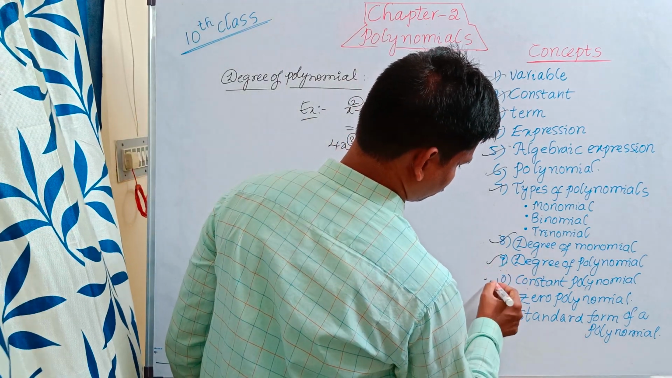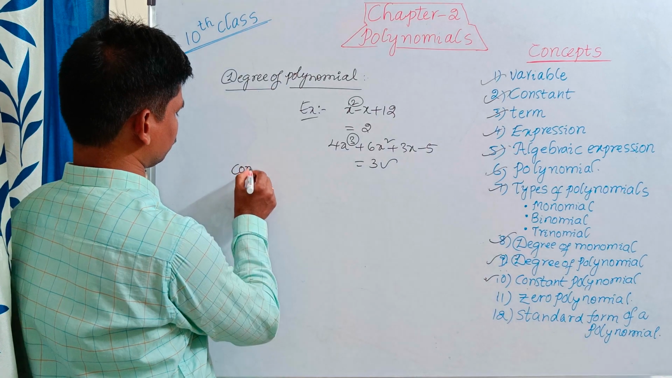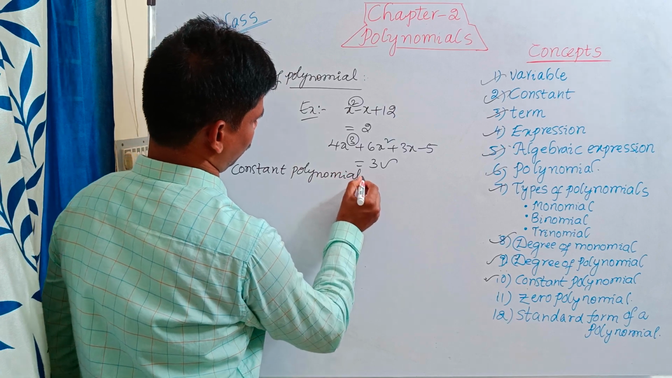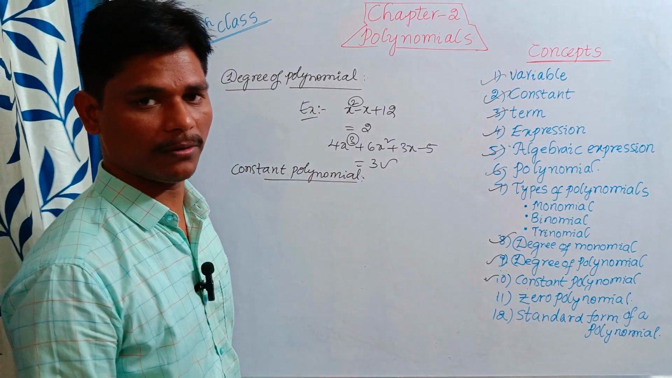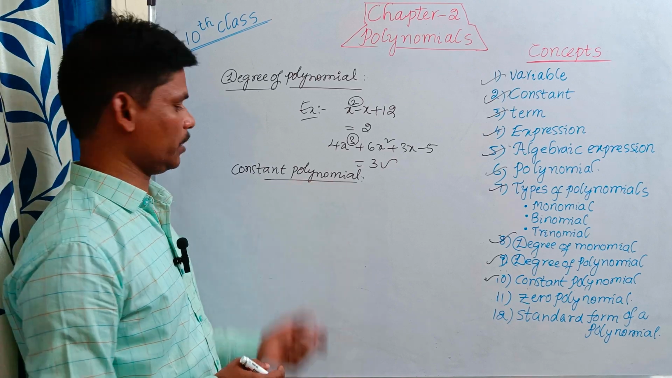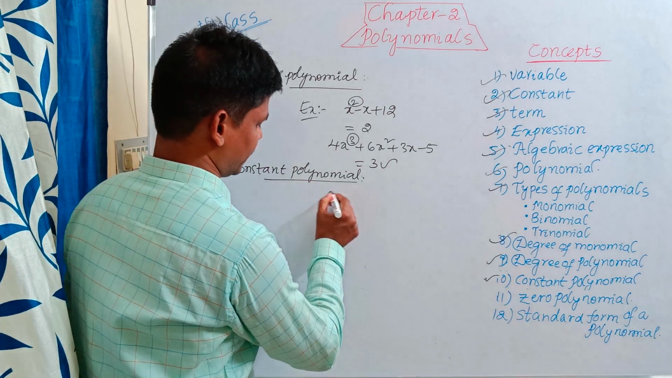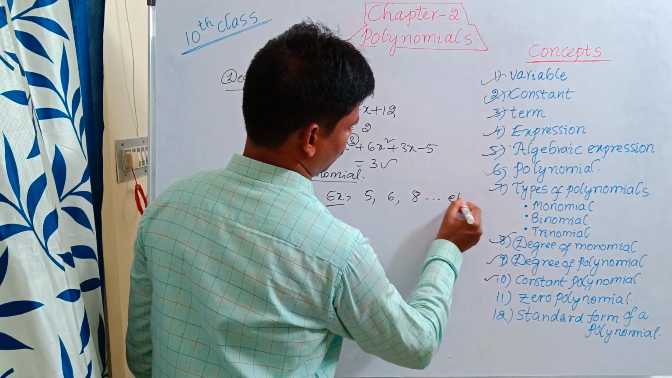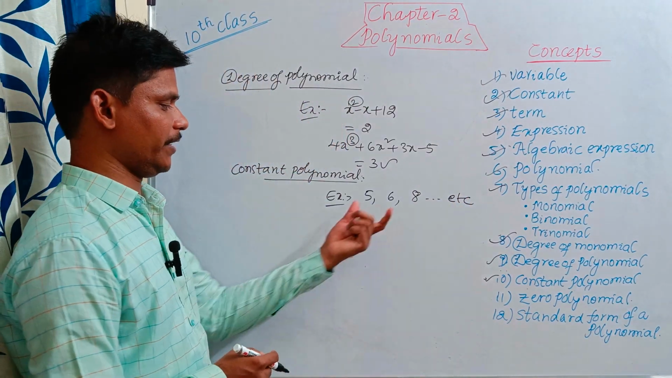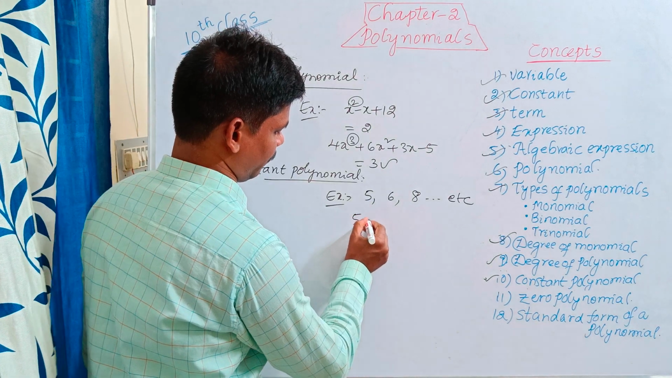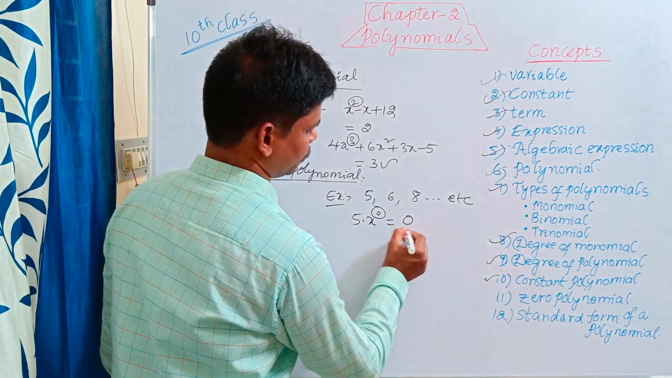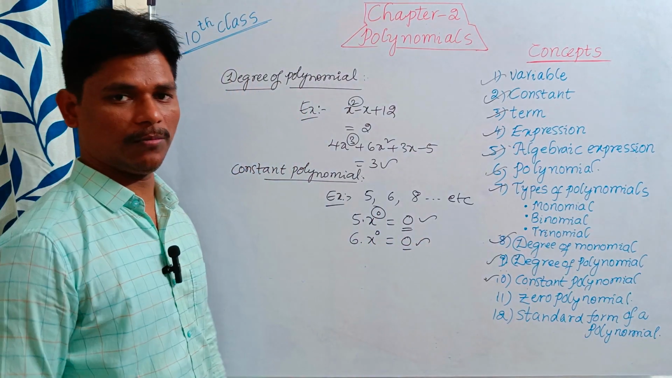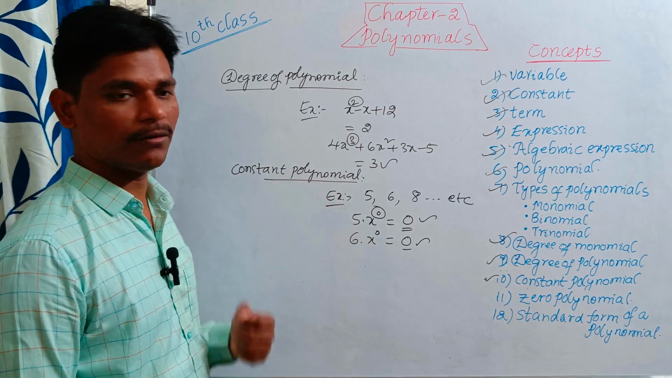Next, constant polynomial. How is it defined? A polynomial of degree 0 is called a constant polynomial. For example, 5, 6, 8 and so on. These are all constant polynomials of degree 0. Here, 5 is 5 into x power 0, so the degree is 0. In the same way, 6 is 6 into x power 0, so the degree is 0. A polynomial of degree 0 is called a constant polynomial.